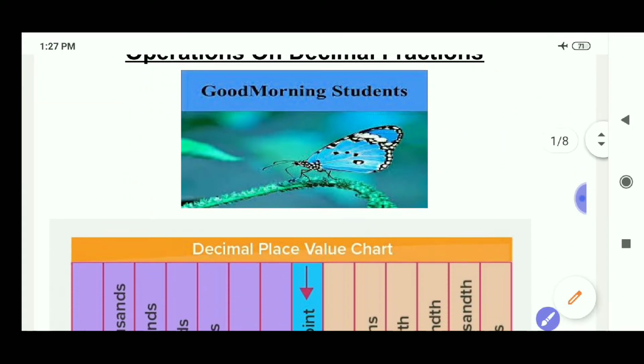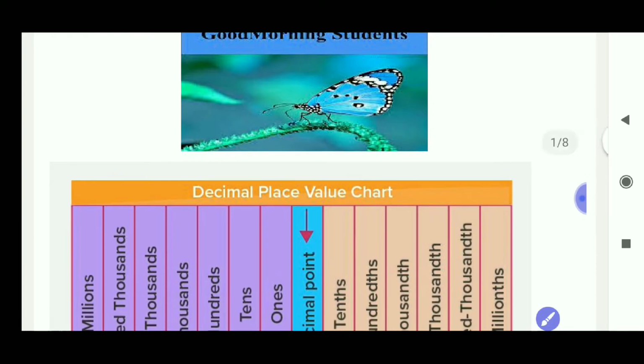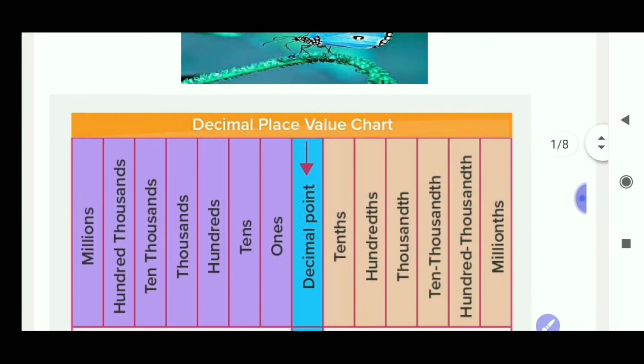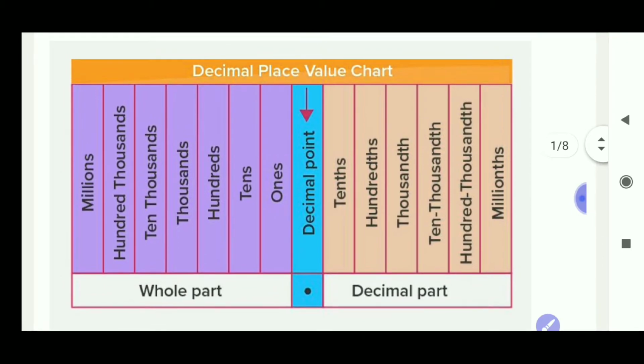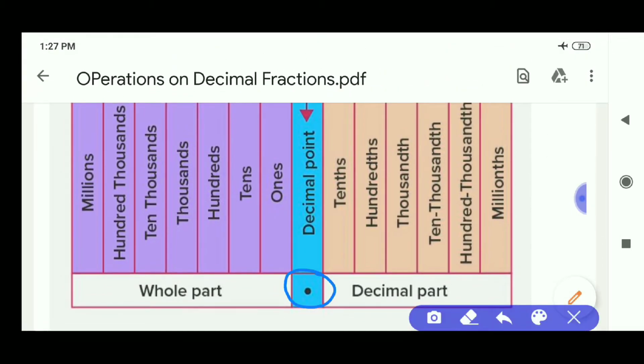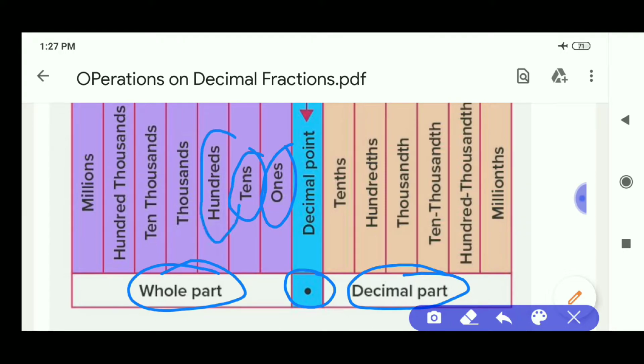Before going into this, let us recall place values in the decimal system. The left part of the decimal point is called the whole part or integral part. The right part is called the decimal part. The first left digit is known as ones place. The next left one is tens place. The next left one is hundreds place. Next one thousands place. Next one 10,000s place, and so on.